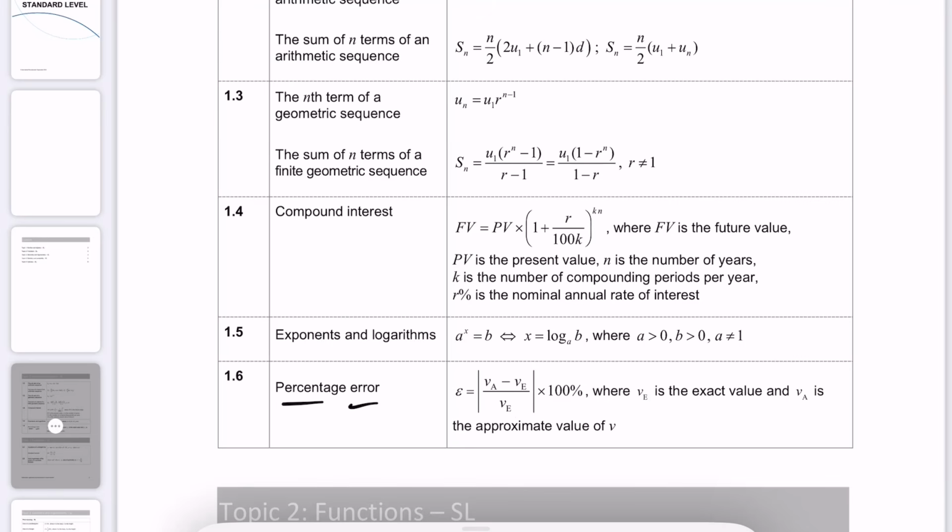What this is telling us, we have estimate minus exact over exact. And then we have these absolute value bars, which essentially say no negatives. So we just want the absolute difference. And then we multiply by 100%. So let's write this out and then we'll substitute and solve for this question.